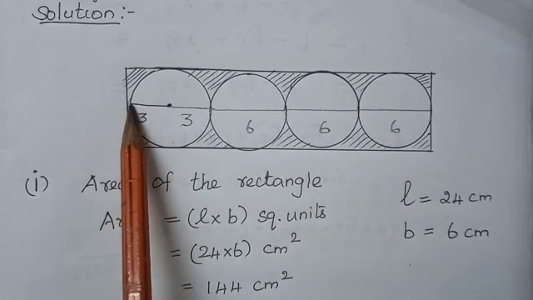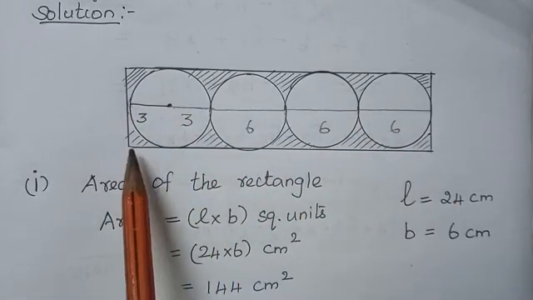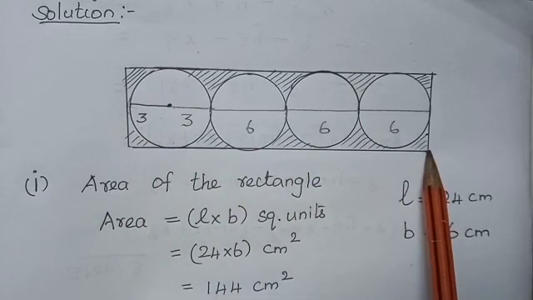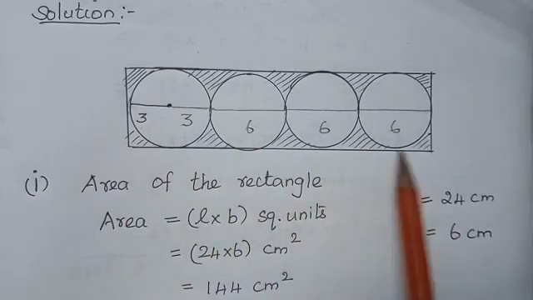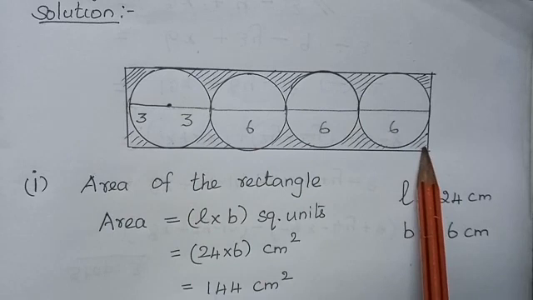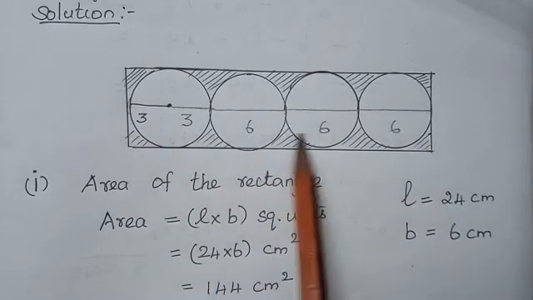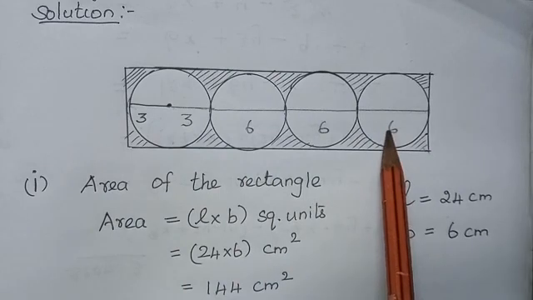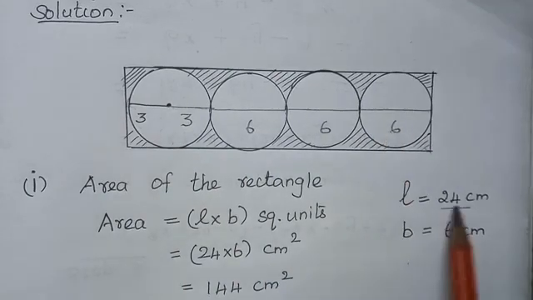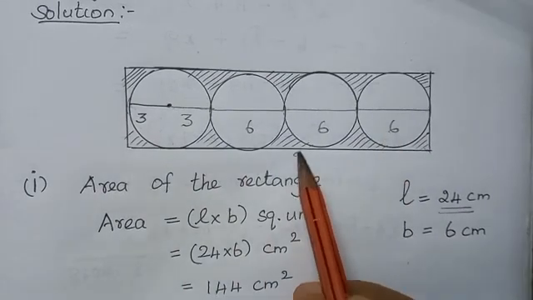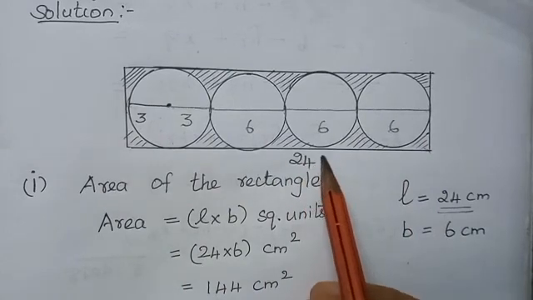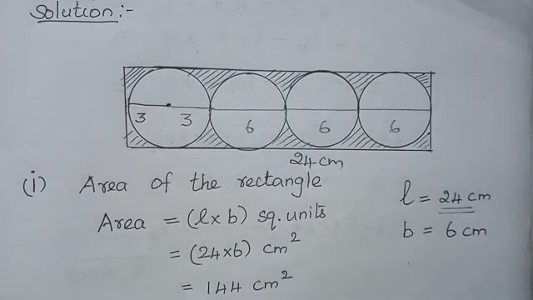Now you see this length is equal to this length. This is the length of the rectangle. To find the length of the rectangle, we can add 6 plus 6 plus 6 plus 6. 4 times 6 equal to 24 centimeter. Length of the rectangle is 24 centimeter.